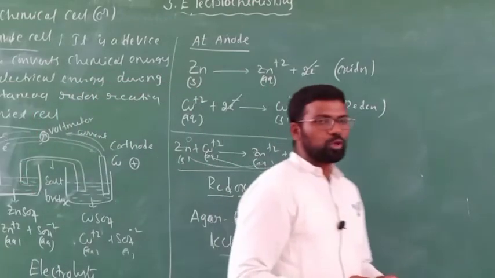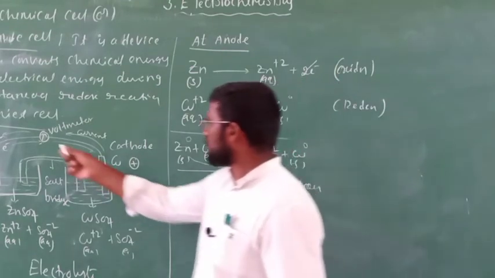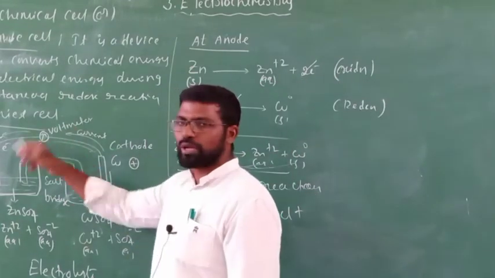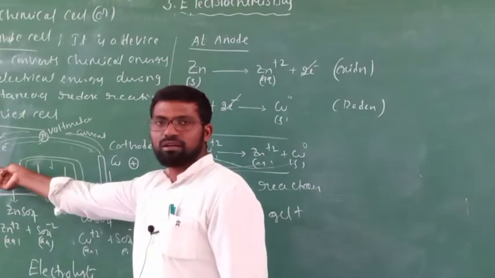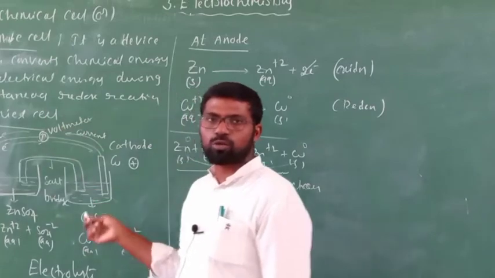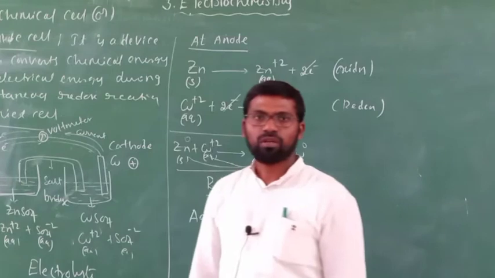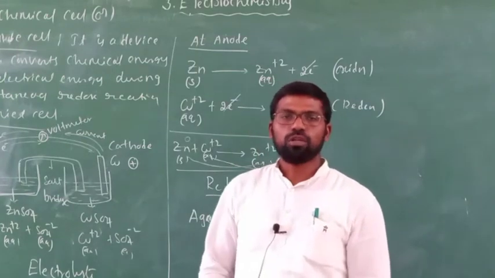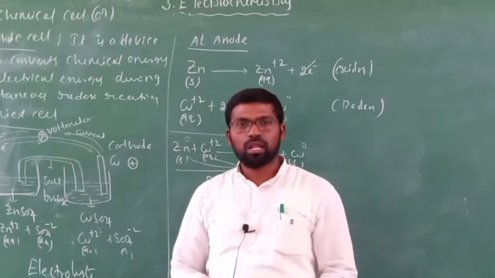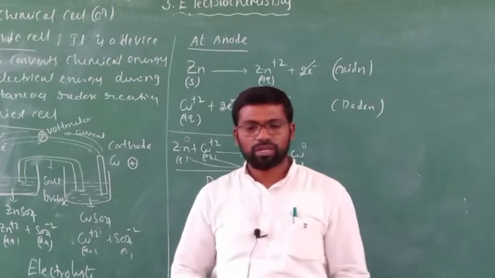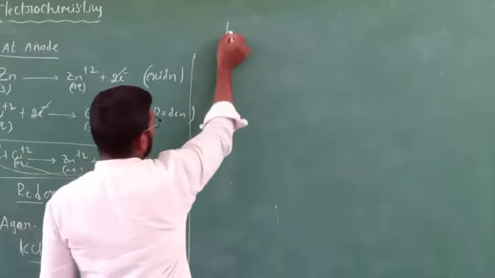Now dear students, you may get one doubt. Why are electrons moving from anode to cathode? Why not from cathode to anode? Or simply, why are electrons moving from the zinc electrode to the copper electrode? Why not from the copper electrode to the zinc electrode? That we will discuss now. To understand that, we have to know what electrode potential is and how it can be obtained. Okay, let us move on to discuss electrode potential.